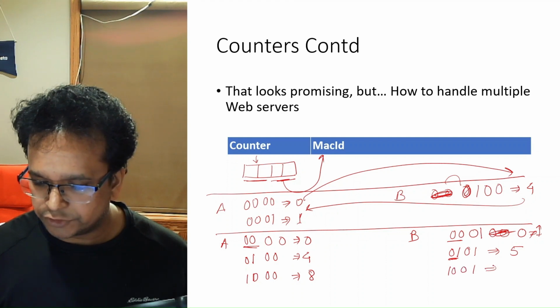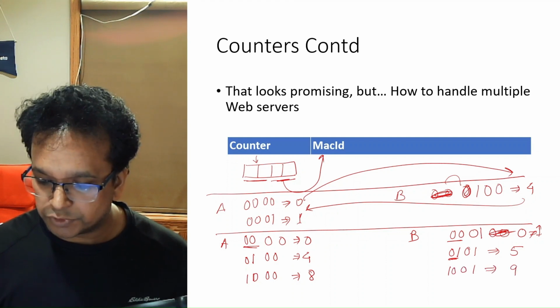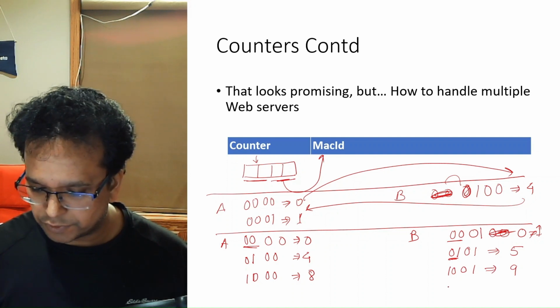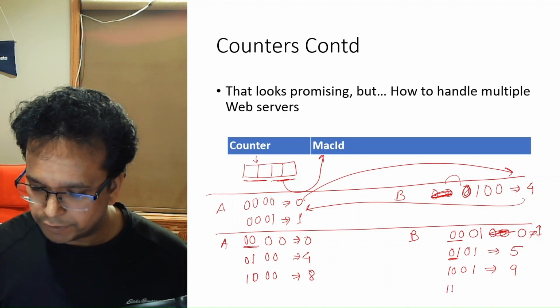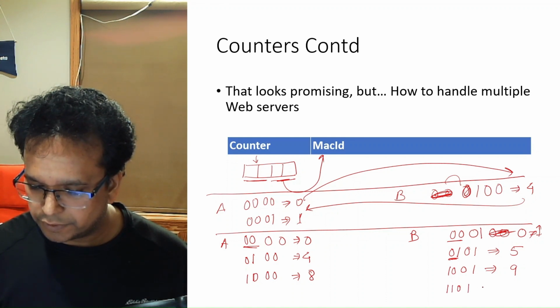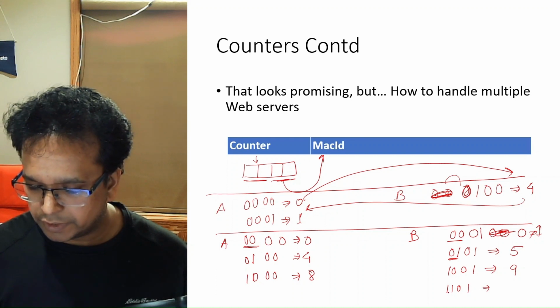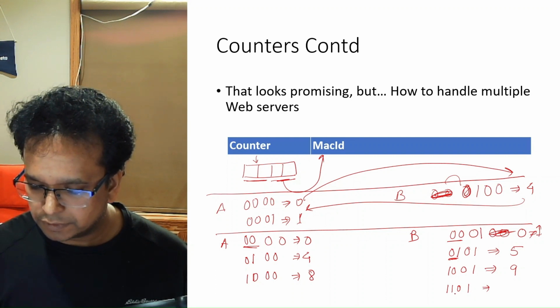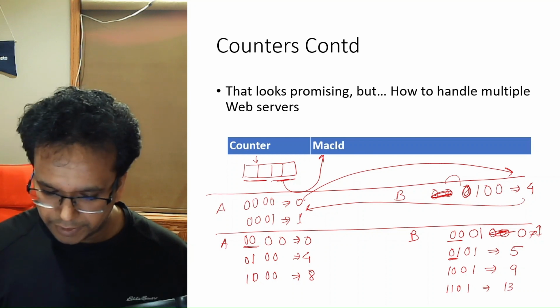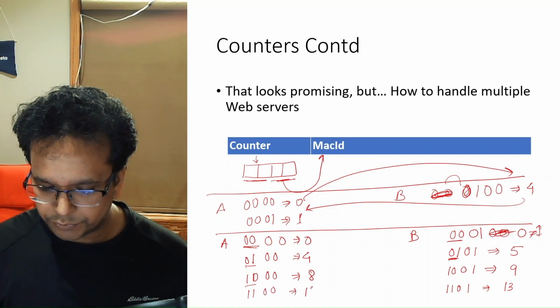1001, and it generated 9. Now suppose the next request came on this server itself, so it became 1101, which is actually how much? 8, 4, 12, 1, 13. And in this was the counter position, so it becomes 1100, and it actually became 12.